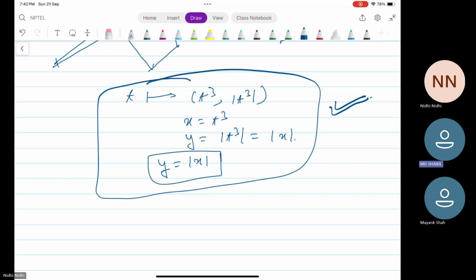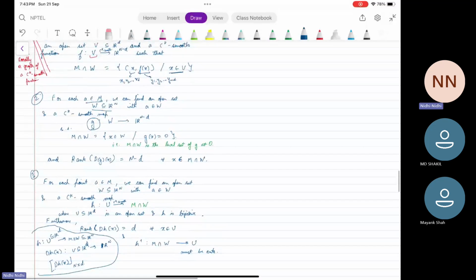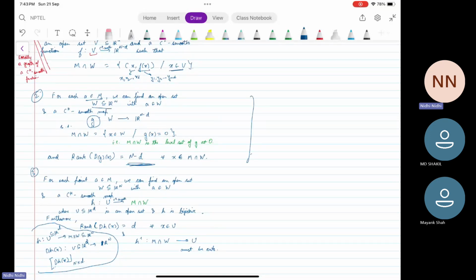cos 2t is... In this case, just look at its gradient. Its gradient will turn out to be 0 at some point, and in that case the rank of dg will not turn out to be n minus d. There will be some issue related to this definition, and hence it will not form a manifold. Just look at its gradient and try to find the points where the gradient is 0.